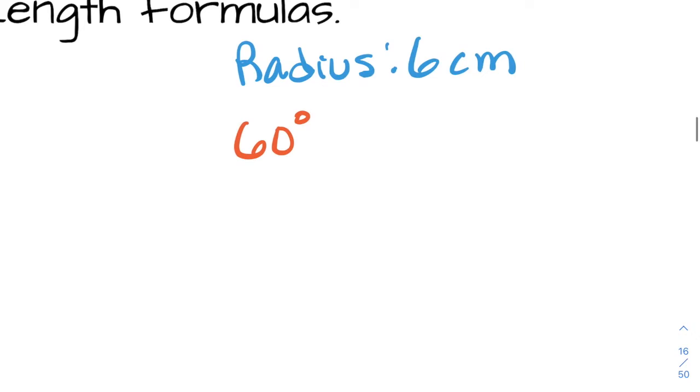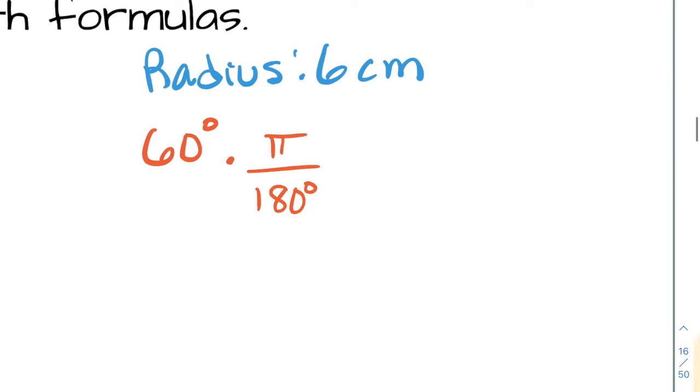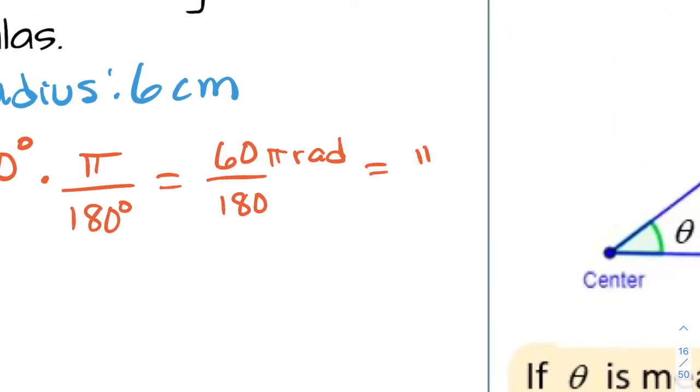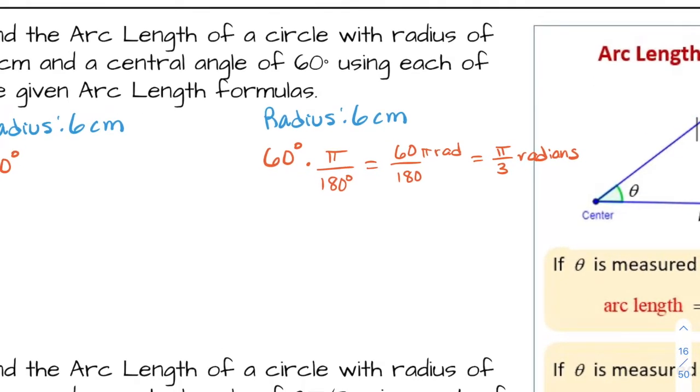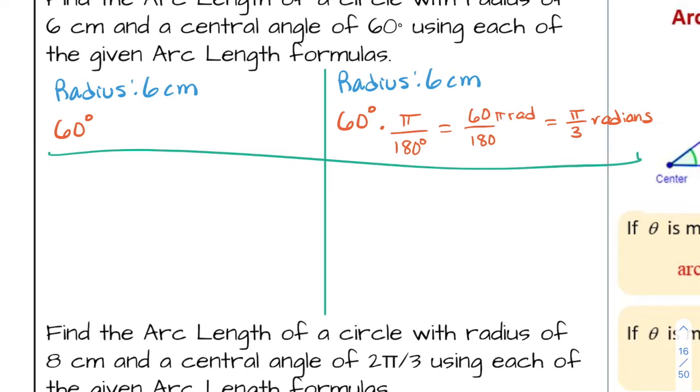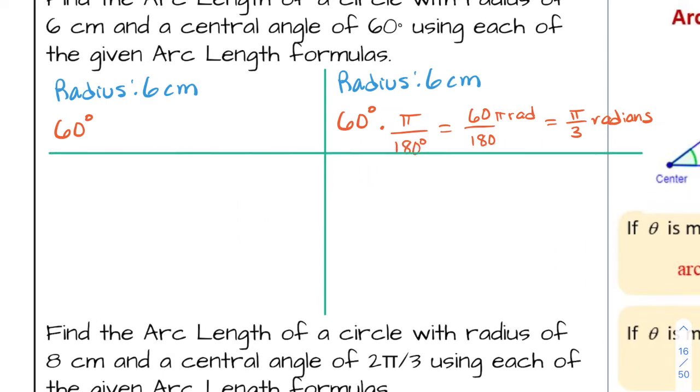What I'm going to do here is convert it to radians. So I get 60 pi radians over 180, which is actually pi over 3 radians. My measure for my first one is 60 degrees, and my measure for my second one is pi over 3 radians. Now that I've done that work, let me make a chart here. It'll probably be easier.